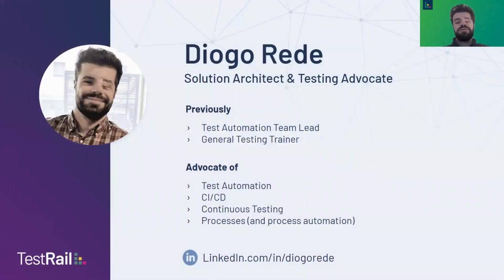First, let me introduce myself. My name is Diogo Rede. I'm TestRail Solution Architect and Testing Advocate, which is quite a big name for a position, but basically I try to help people have a better experience using TestRail, giving examples of how to use TestRail and how to also do things like integrate with automation tools, etc.